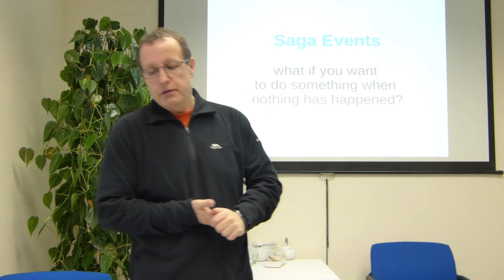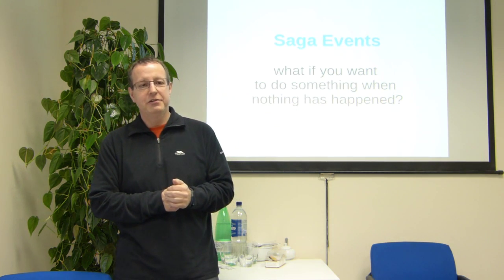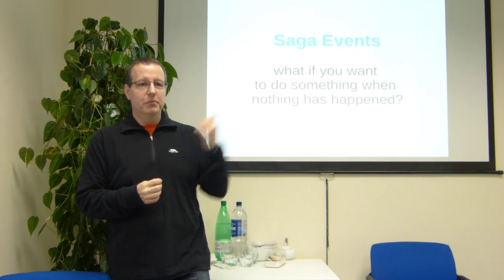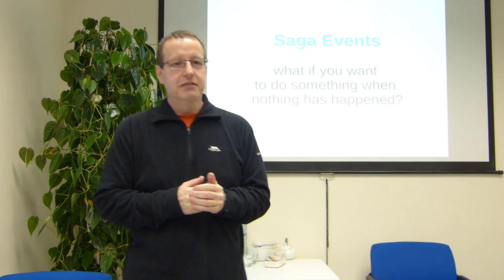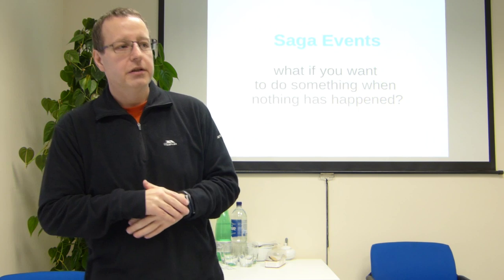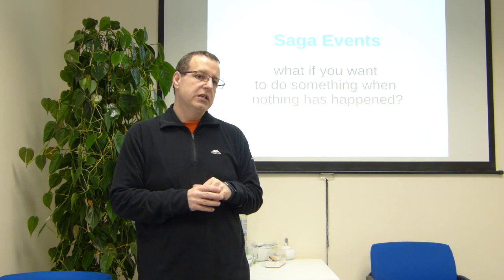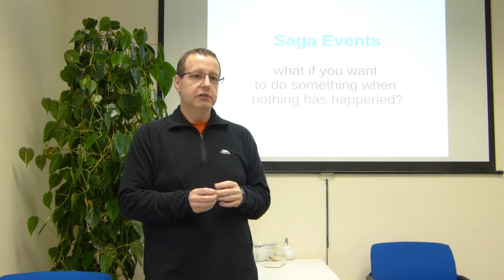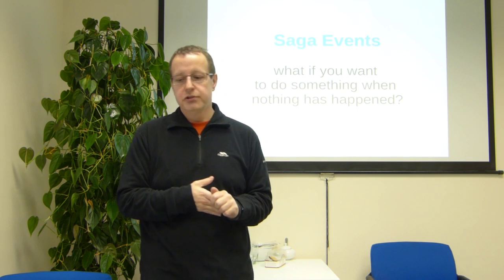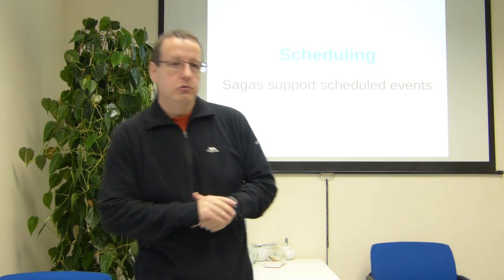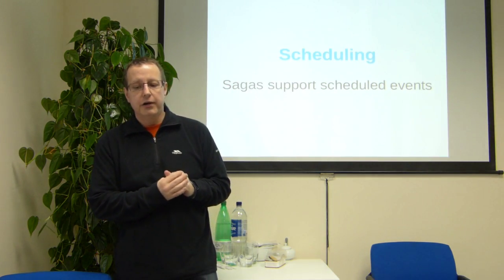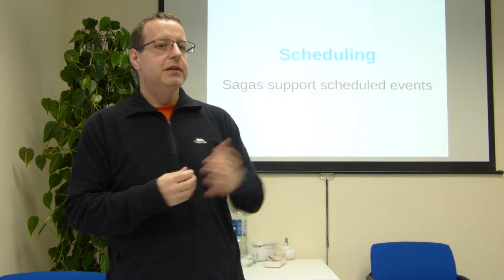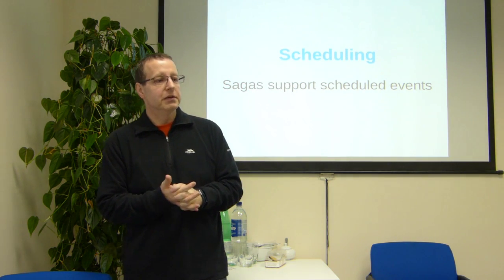So, what happens if you want something to happen when nothing has happened? So this is all based on we get an event saying profile was created or profile was rejected. Well, what happens if you want to say, if they haven't paid my invoice within 30 days, I want to do something? How would you do that? They support scheduling. So they can set up an event to say, send me an event in 30 days to tell me to check the invoice has been processed.